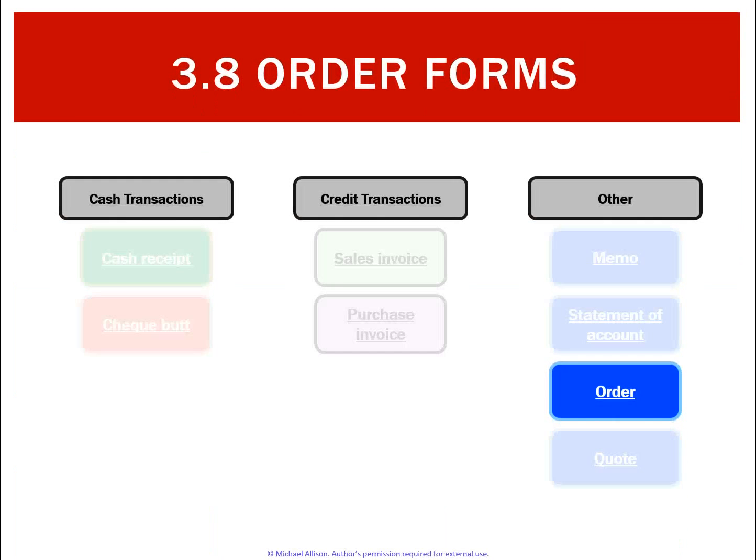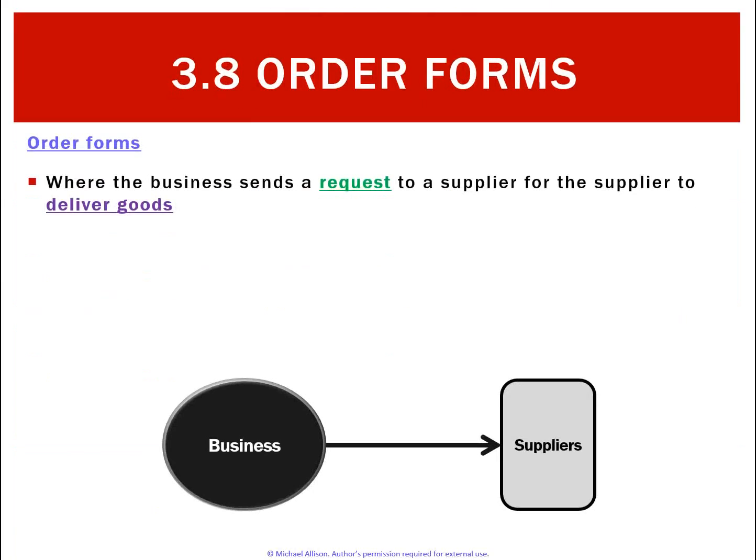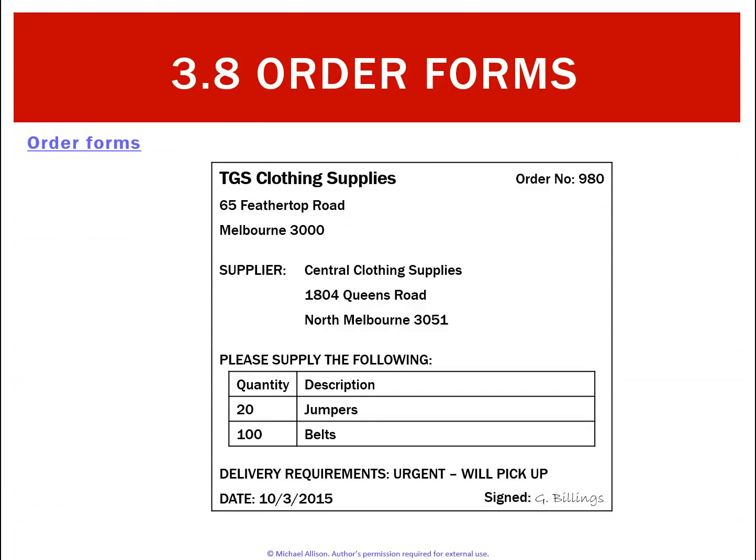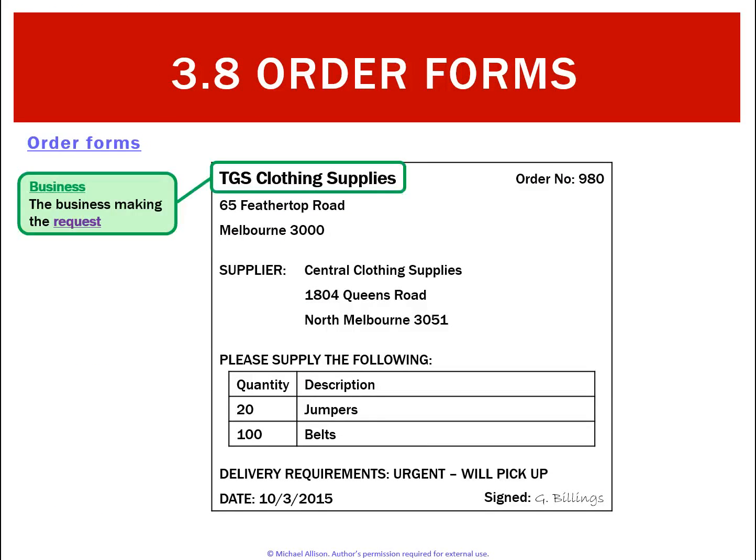An order form is a common business document, and it's basically where a business sends a request to a supplier for the delivery of goods. So in this case, the business might be asking one of its suppliers, can we order 20 jumpers and 100 belts?